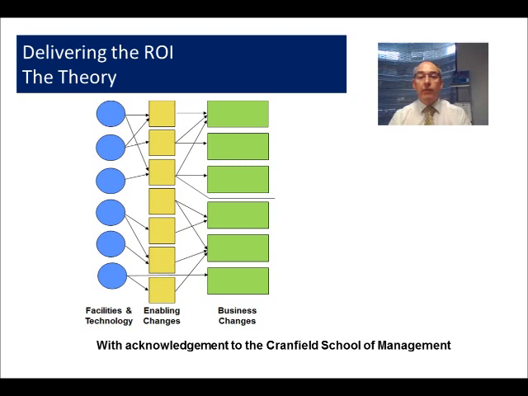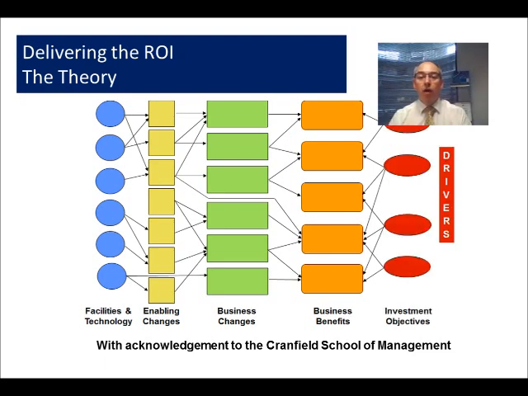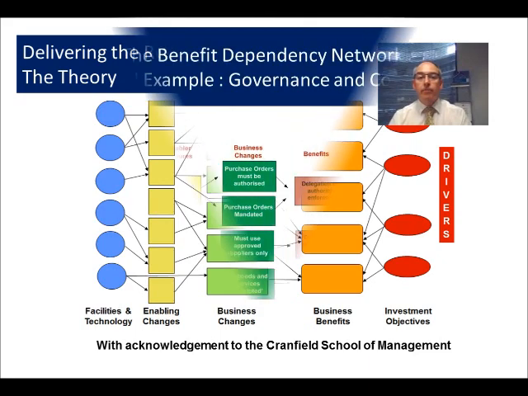So if we know what the features are and the way those features will work with the processes, it leads to business changes which ultimately should feed through to our business benefits. And business benefits are there to support our investment objective. So on the left hand side we have facilities and technology. We go through the enabling changes, we look at what the business changes are, and that should then lead to business benefits that feed through to our investment objectives.